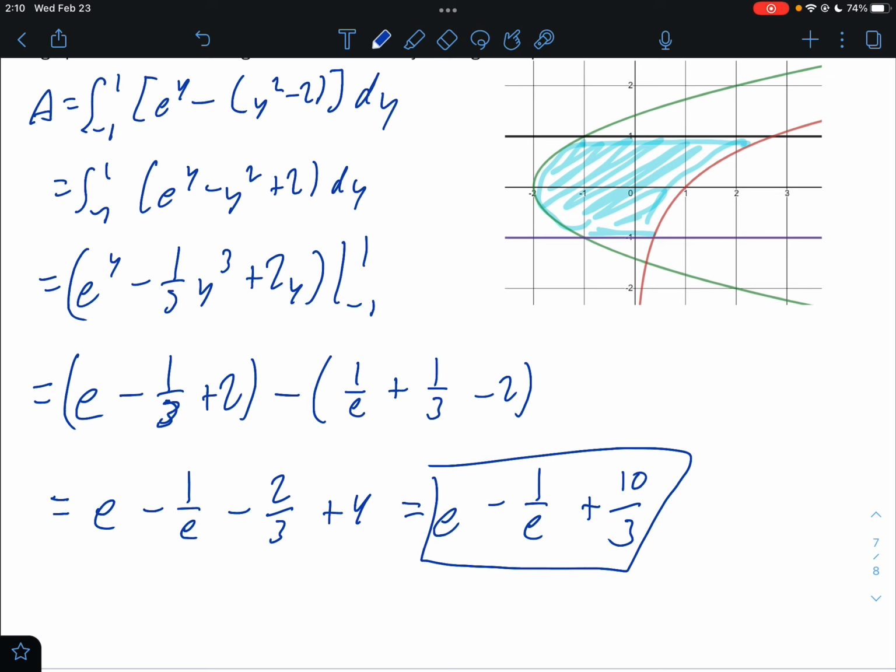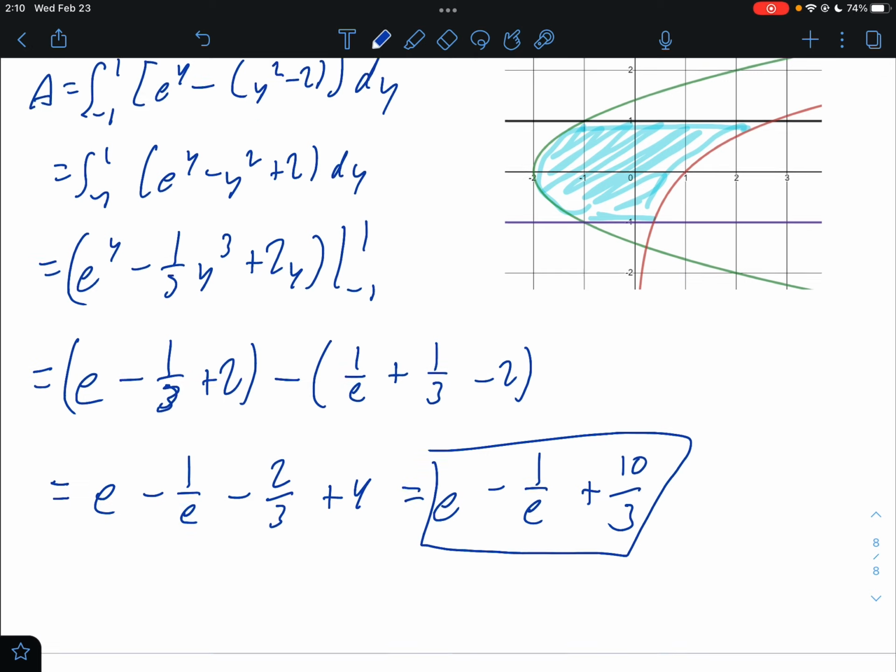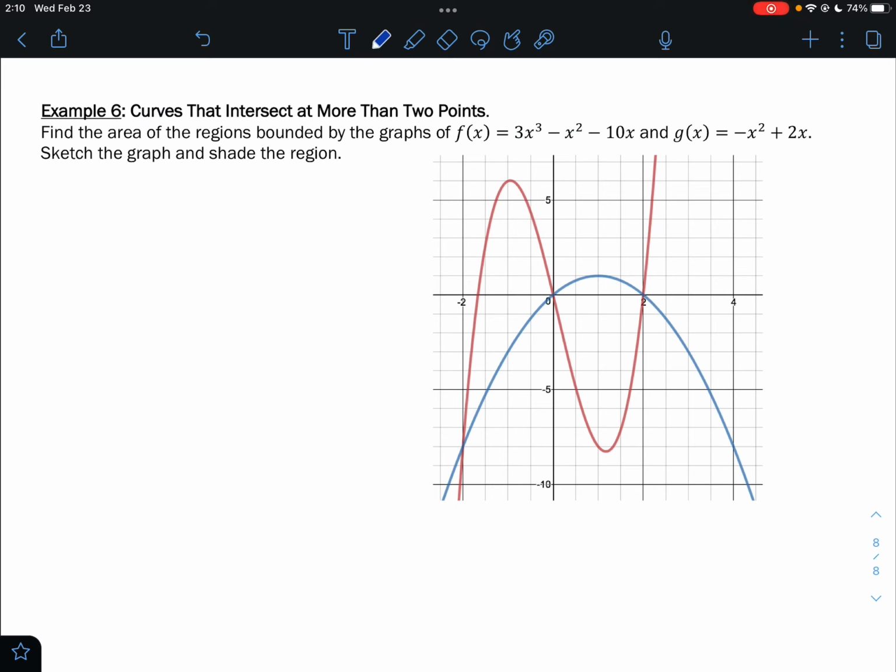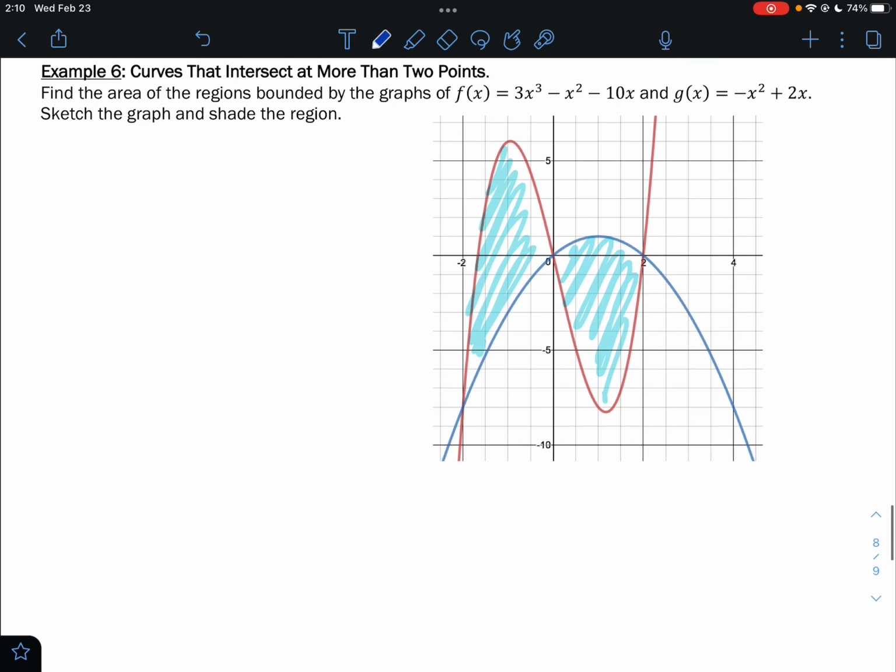All right, our last one here. What if the curves intersect at multiple points? So we see one here. Let me see another one here. That means we're going to do two separate integrals to do this. First, let's find our intersection points.